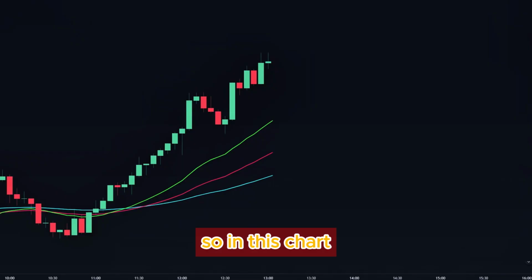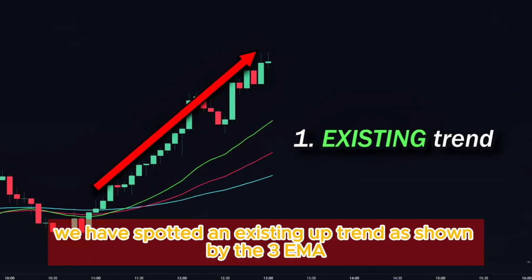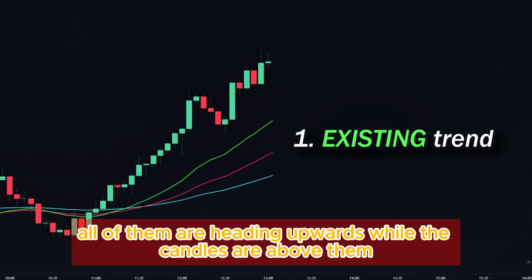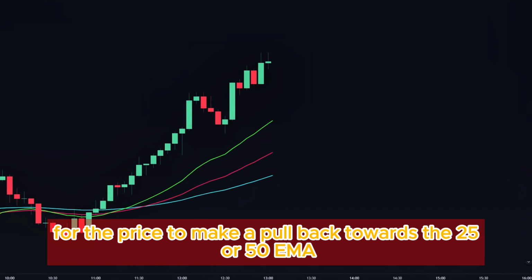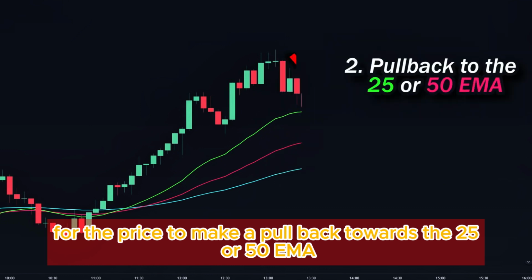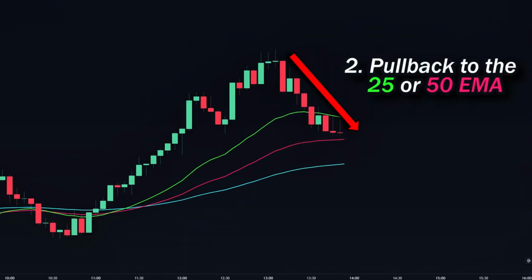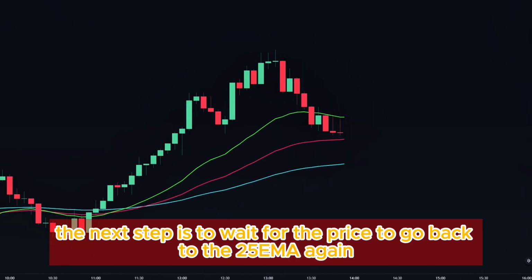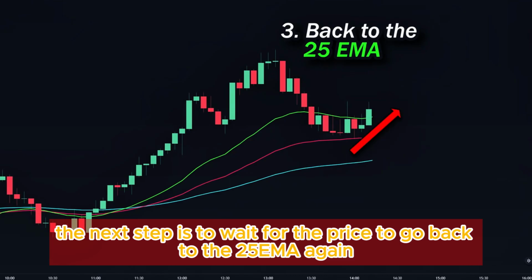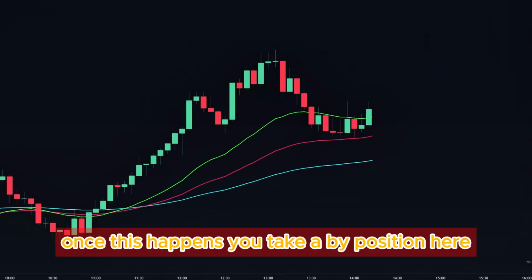So in this chart, we have spotted an existing uptrend as shown by the three EMA. All of them are heading upwards while the candles are above them. Next, you want to wait for the price to make a pullback towards the 25 or 50 EMA. And so this will act as your entry setup. The next step is to wait for the price to go back to the 25 EMA again. Once this happens, you take a buy position here.